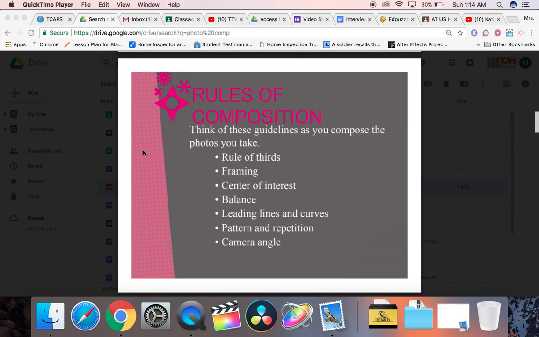And that's just not acceptable for our yearbook staff or for our website or anything else that we use pictures for. So let's get familiar with some of the rules of composition and talk about how you can start taking better pictures regardless of the type of camera that you have in your possession. So these are the main ones we're going to talk about today. Rule of thirds, framing, center of interest, balance, leading lines and curves, pattern and repetition, and camera angle.